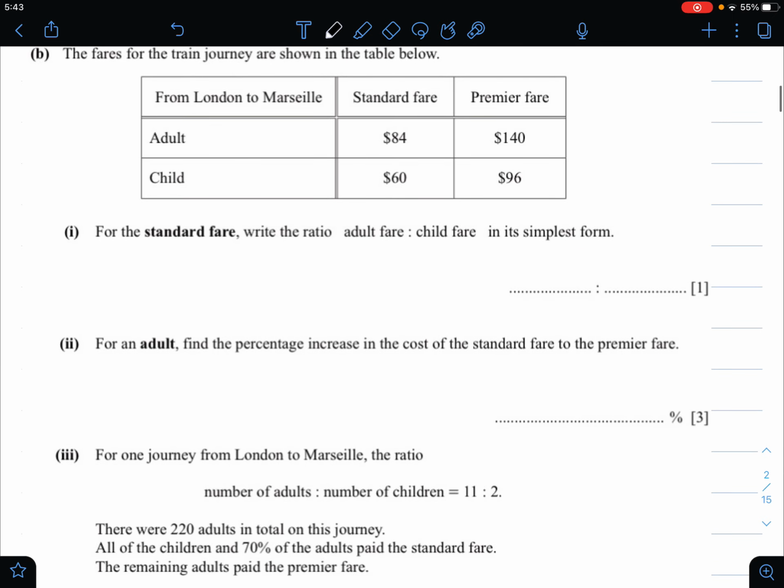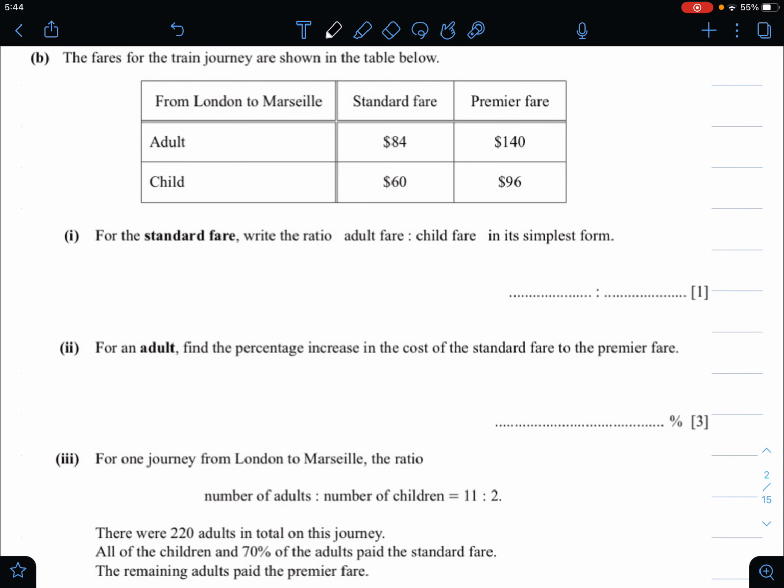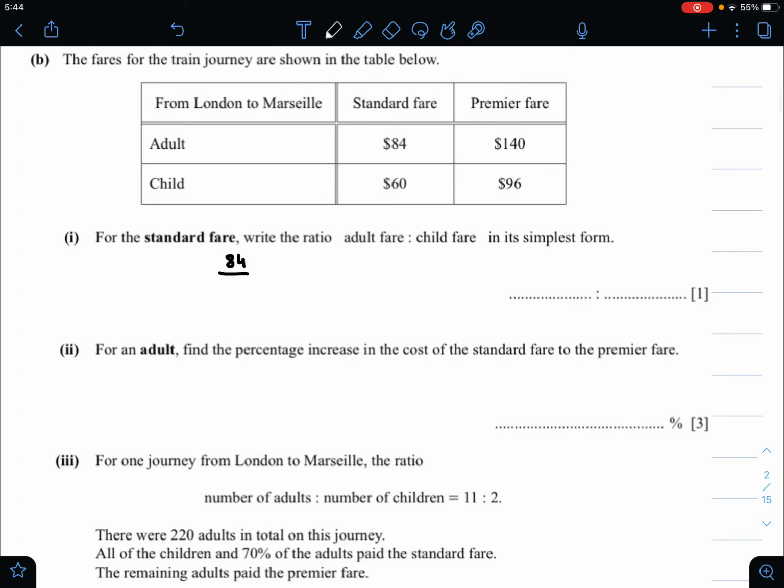They've given us the different fares for adults and children at a standard rate and a premium rate. So for part B1, they are asking us to calculate the ratio of adult fare to child fare in its simplest form. The easiest way to do that is the adult fare, that is $84, divided by the child fare, which is $60. As you can see, they've written in bold, we have to calculate the ratio of the standard fare. So now all you need to do is reduce this fraction to its simplest form.